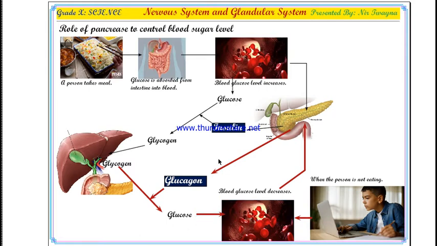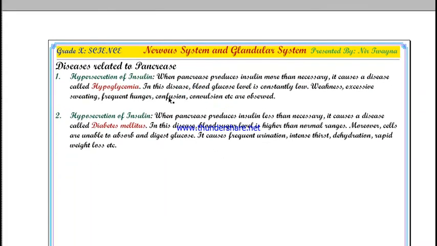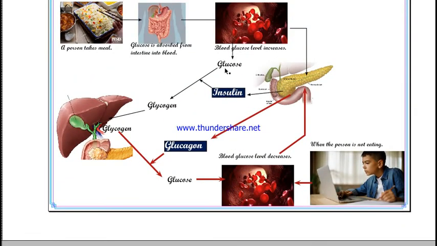Understood the role of insulin and glucagon? Yes? Okay, let us go to the next slide. This is related to the pancreas. Hypersecretion of insulin. If insulin is secreted in larger quantity than necessary, then you see what insulin does? Insulin converts glucose into glycogen. But if too much insulin is produced, then most of the glucose from blood is converted to glycogen. Blood also needs glucose, isn't it? From blood, that glucose is obtained by our tissues.